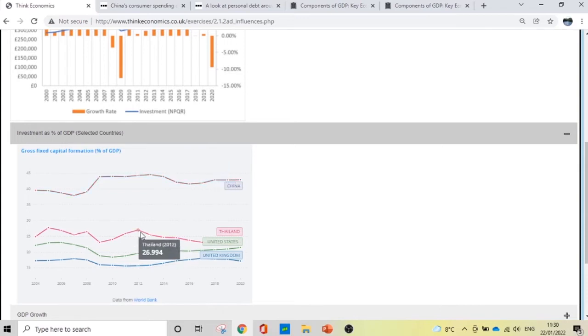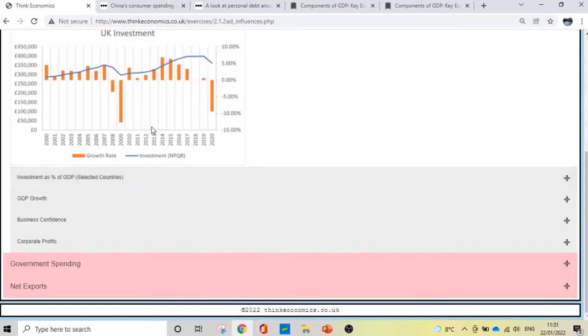Other places like Thailand have high levels of investment. The United States is at 20%. In the UK, it's something like 17%. You link this to productivity, actually. Investment really is what makes an economy more productive, because it is businesses investing in their kit, in their technology, which would hopefully make their workers more productive. So let's have a look at some other things.